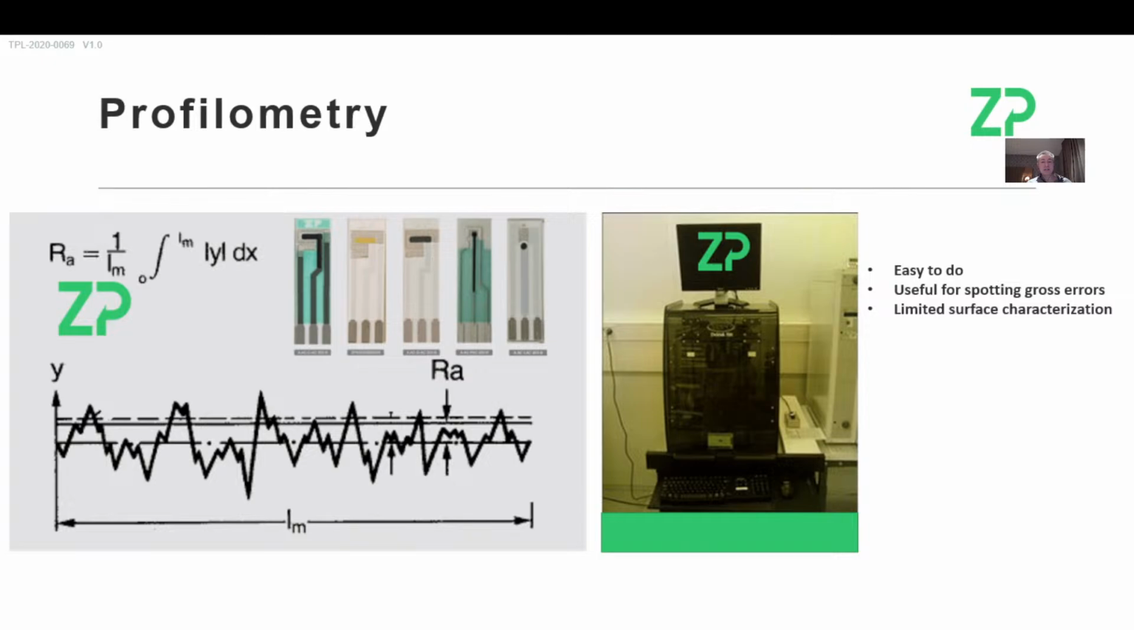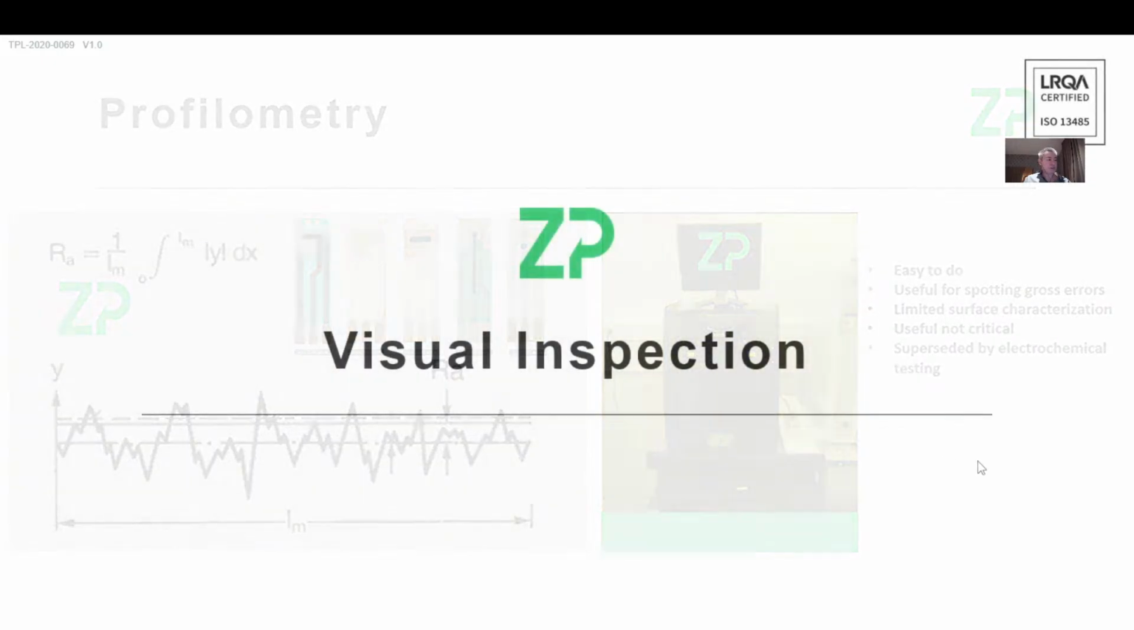It gives limited surface characterization. It tells you the roughness of the surface. It tells you the thickness of the print. It's useful, but I actually consider it not critical, and I think it's superseded by electrochemical testing. What profilimetry tells you about the surface, you can also find out by doing electrochemical characterization. People use profilimetry because they understand it, but it's never going to be high throughput. You can use it to understand your print thickness, but I wouldn't be over reliant on this.